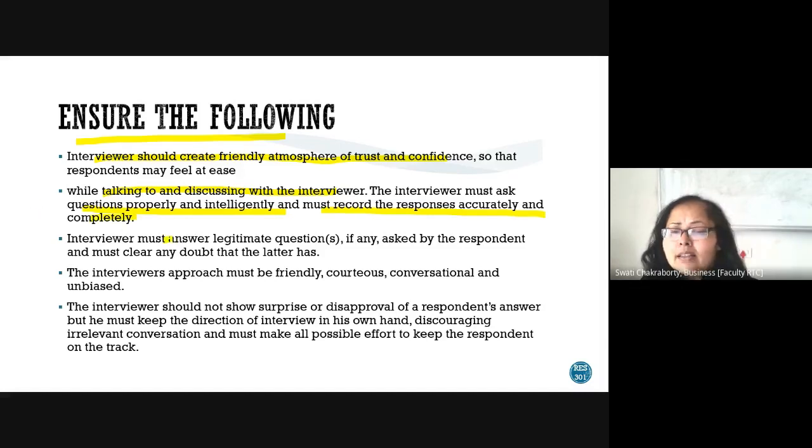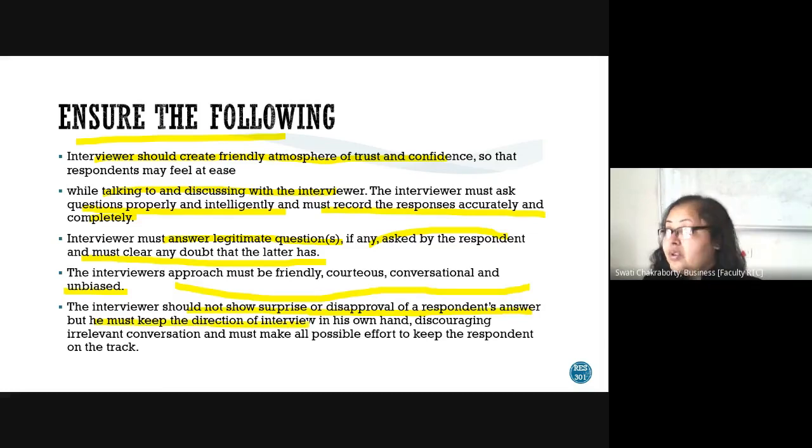So you must also answer legitimate questions in case they are asked by your respondent, right? If they ask you questions which are legitimate and related to your subject, you must clear any doubt. If the respondent has any doubt, you must clarify it. The approach that you should be taking should be friendly, courteous, conversational, and unbiased.